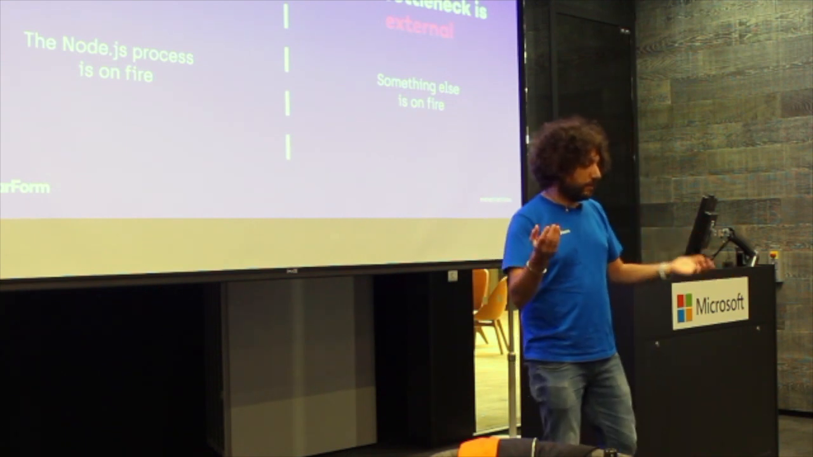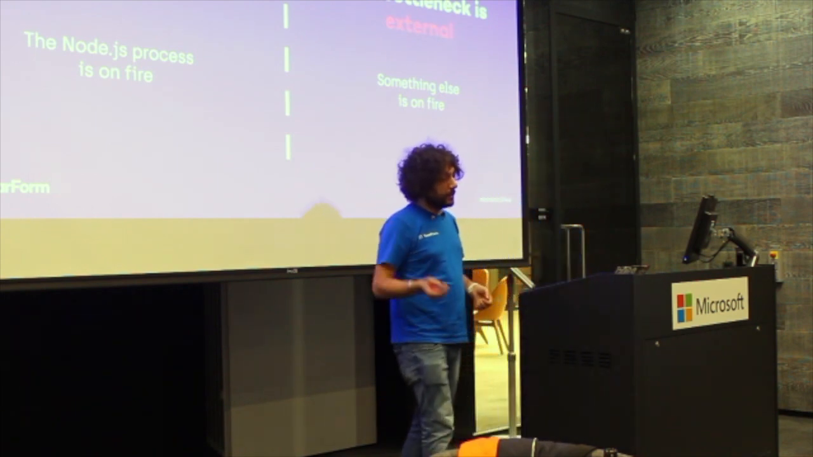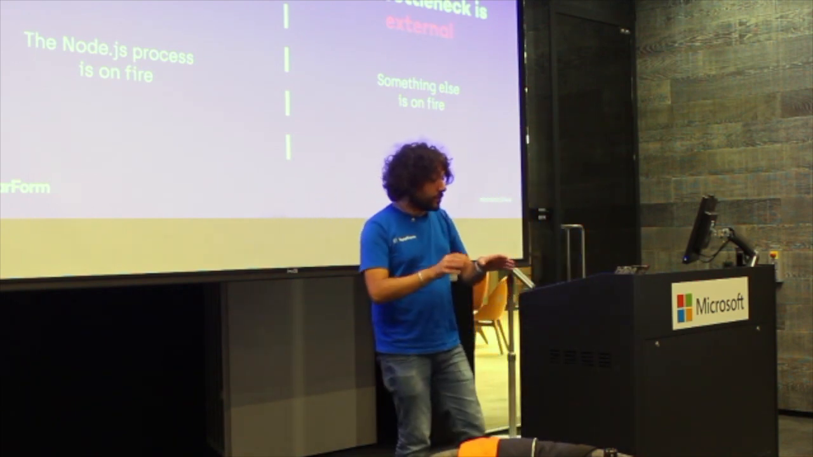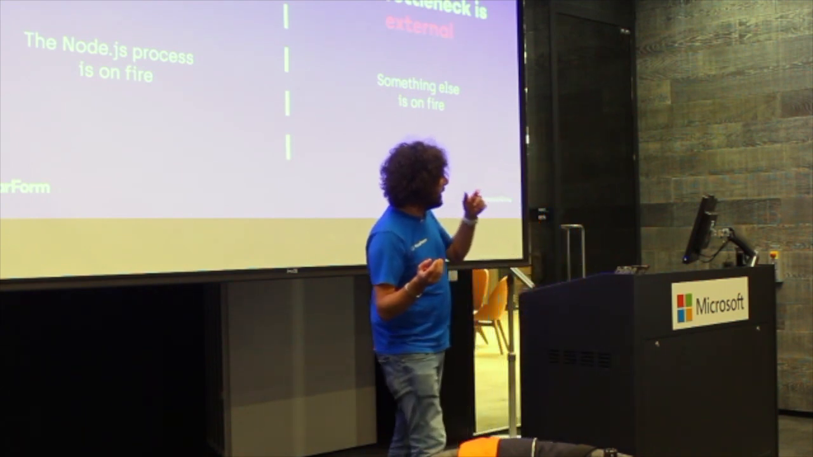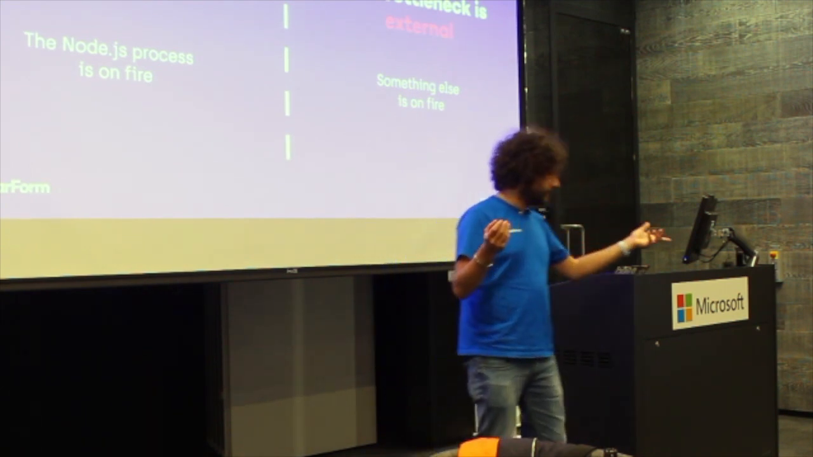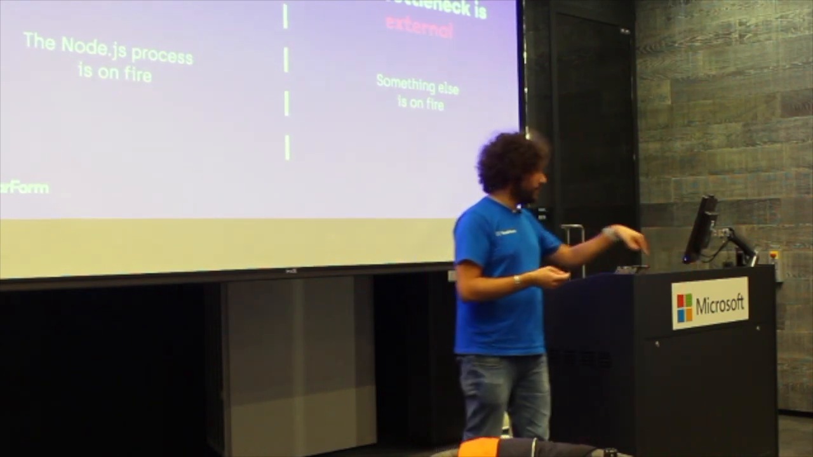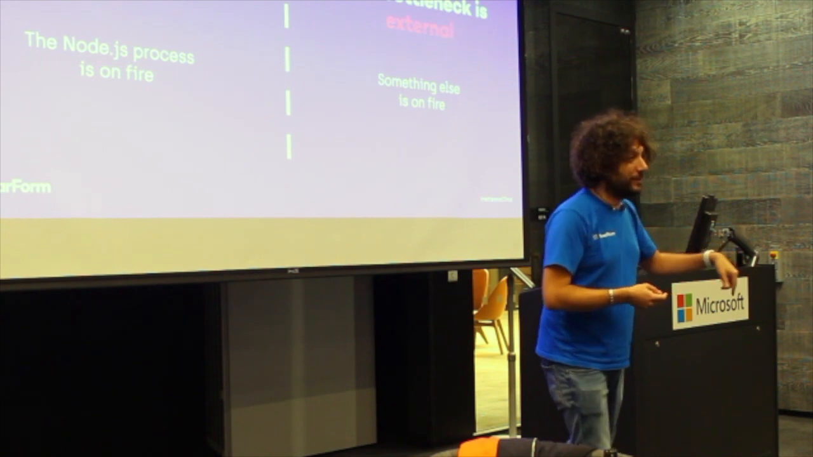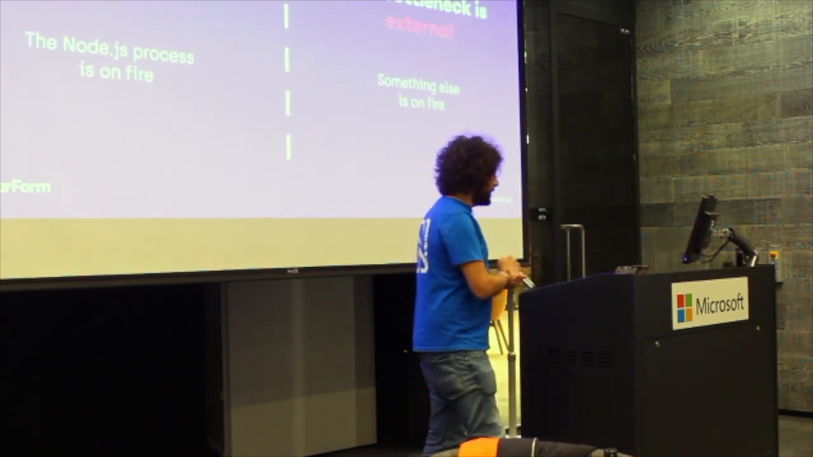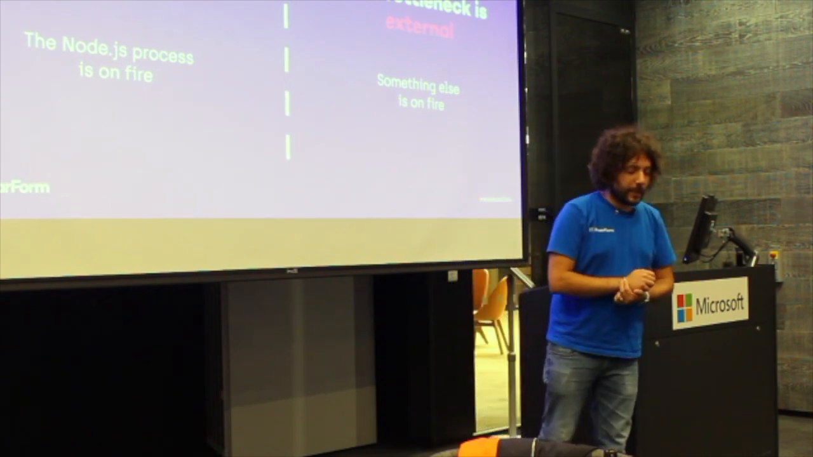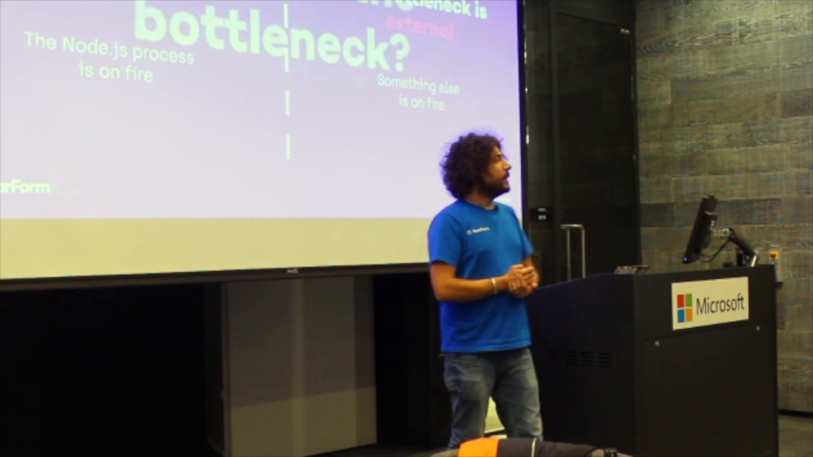You can have two types of bottlenecks in your application. You can have an internal bottleneck, which means that your Node.js process is on fire. I've done a nice presentation about this. And if the bottleneck is external, something else is on fire. Typically my database, it's always the database guy's fault. So that is the basics, the balance between the two.